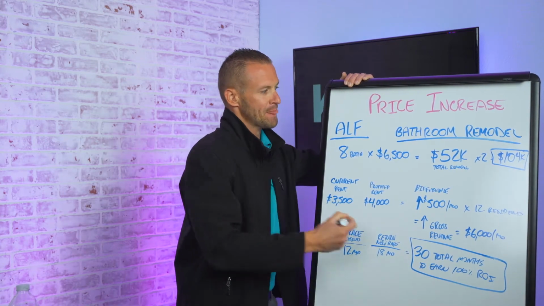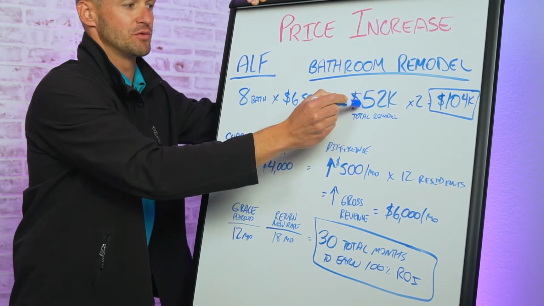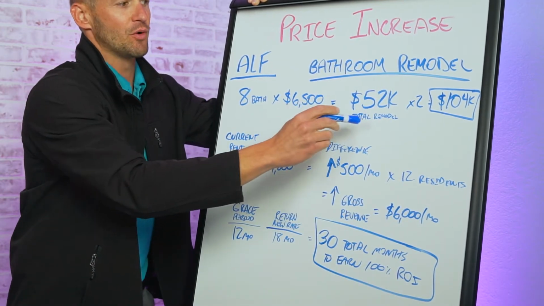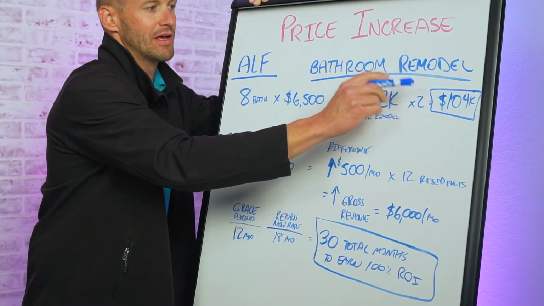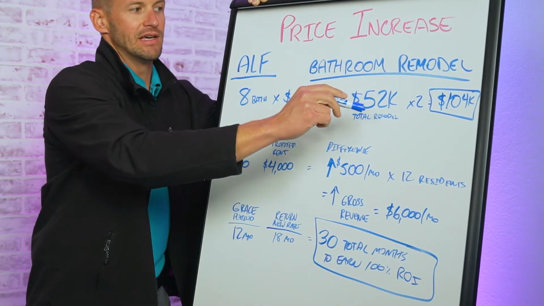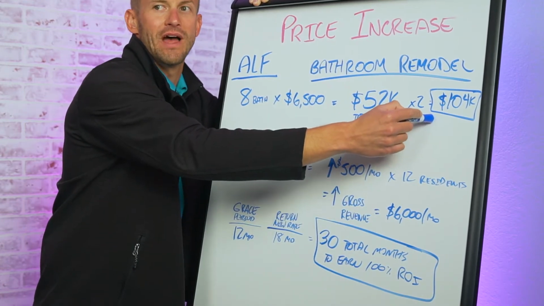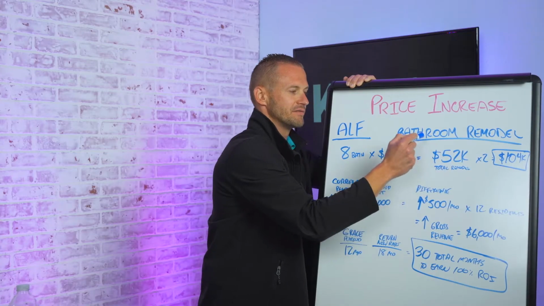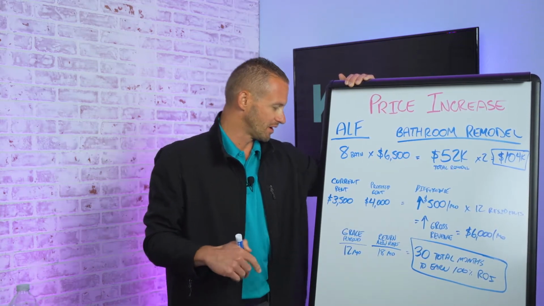So in this case, if the total bathroom remodel is going to cost me $52,000, I am going to multiply that by 2, and my goal then is to figure out how we increase rents in an amount that's going to return $104,000 on this $52,000 investment, which would be a 100% return. Who doesn't want a 100% return?